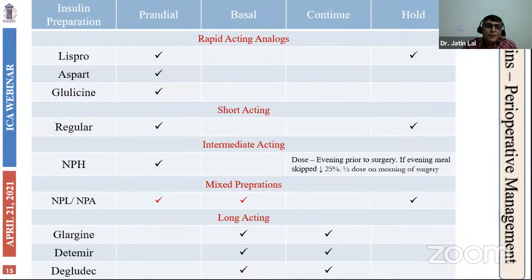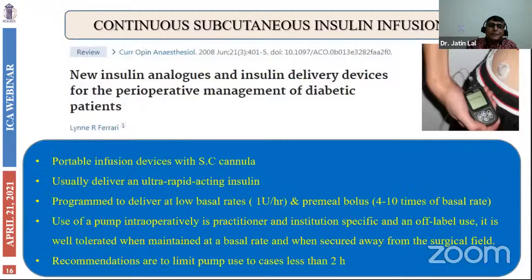Then we have the mixed preparations, the NPL and NPA. These are used both for the postprandial and the basal control, and these should be withheld on the day of the surgery. Then we have the long-acting insulins, insulin glargine, detemir, and degludec, basically used for the basal control, and these should be continued on the day of the surgery.